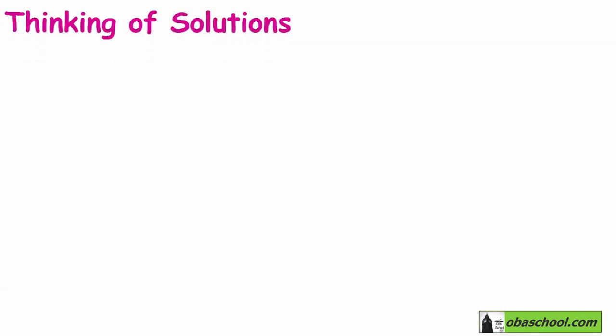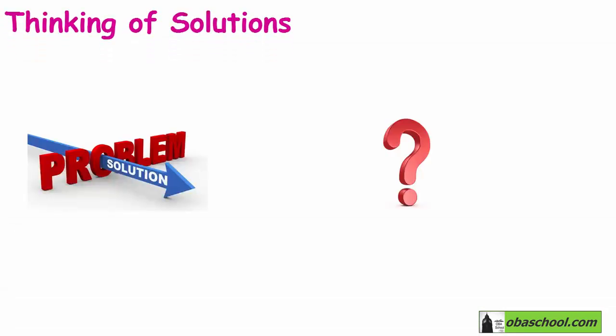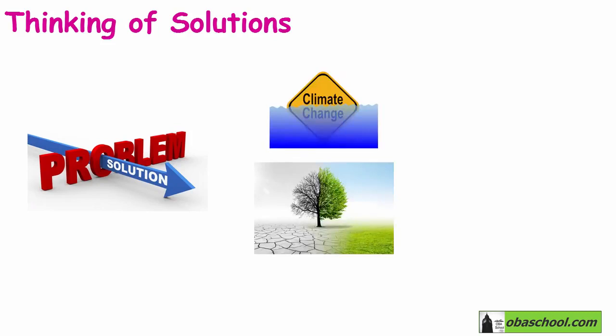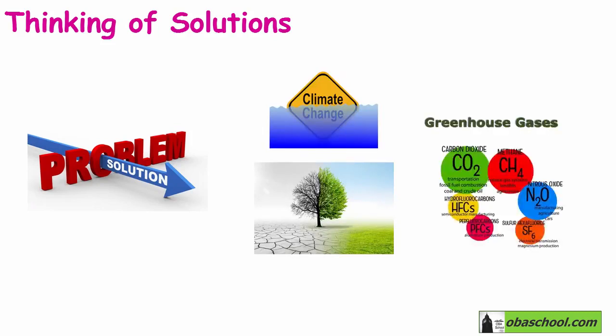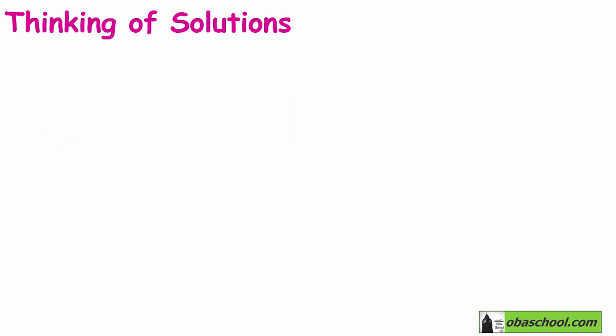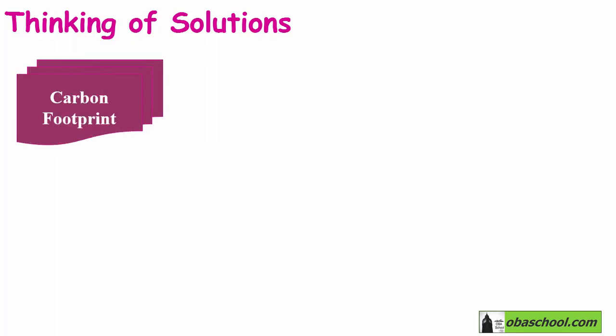Now it's time to think about solutions. So what are some solutions to global climate change? To tackle the problem of global climate change, we must control the levels of the greenhouse gases. One common solution is to reduce your carbon footprint.